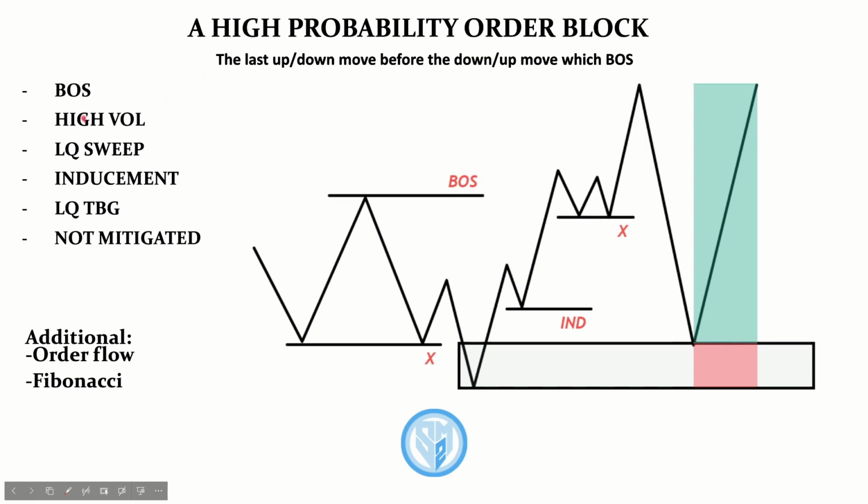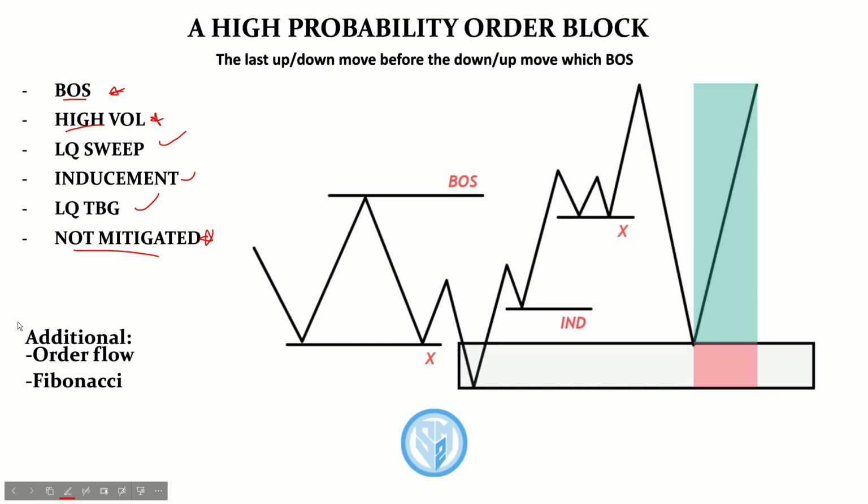So these 1, 2, 3, 4, 5, 6 rules are what make a high probability order block, right? A normal order block just has to have these 3 rules, which is break of structure, high volume, and not mitigated. But when we're talking about our higher probability zones, we need to see this, and this. So hopefully that makes sense to you guys.